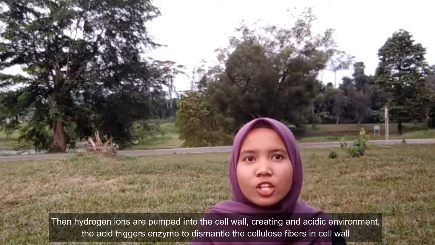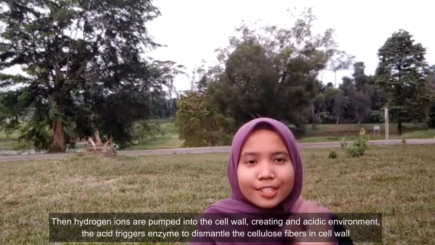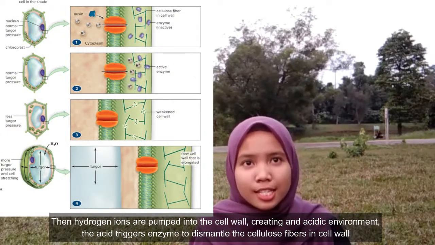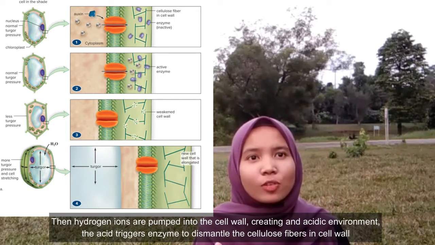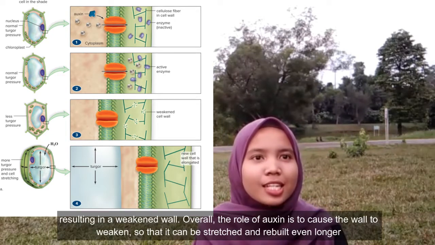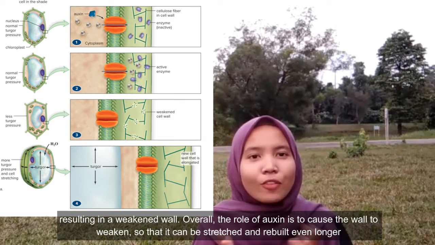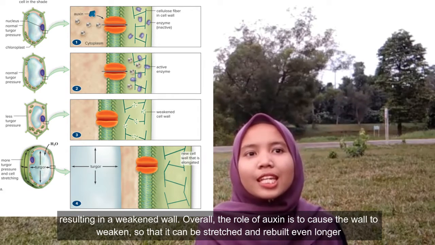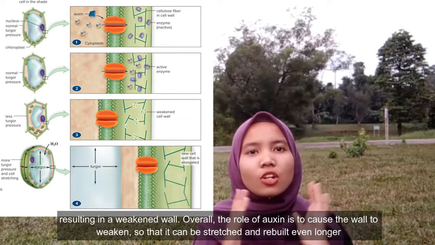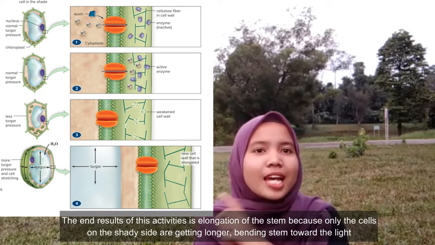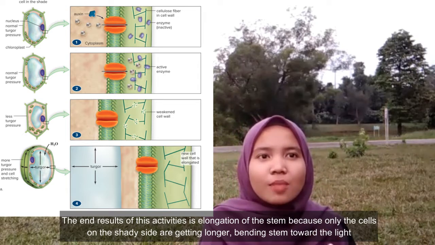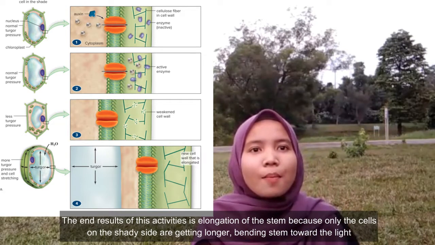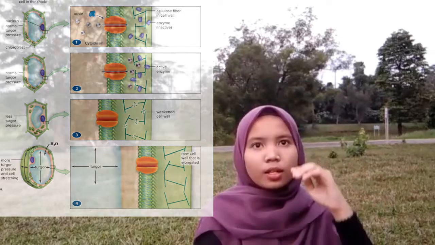Then, hydrogen ions are pumped into the cell wall, creating an acidic environment. The acid triggers enzymes to dismantle the cellulose fibers in the cell wall, resulting in a weakened wall. Overall, the role of auxin is to cause the wall to weaken so that it can be stretched and rebuilt even longer. The end result of these activities is elongation of the stem because only the cells of the shady side are getting longer, bending the stem toward the light.